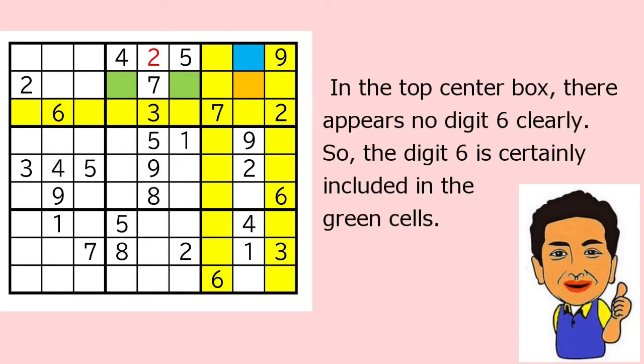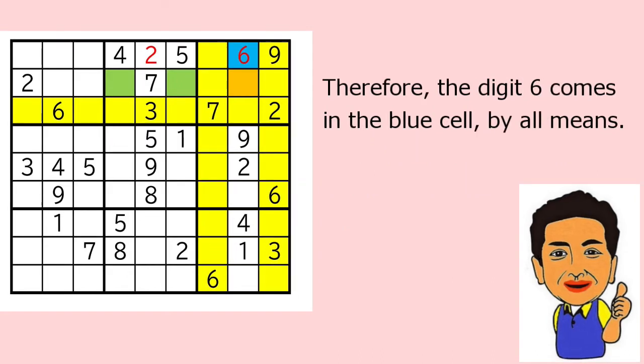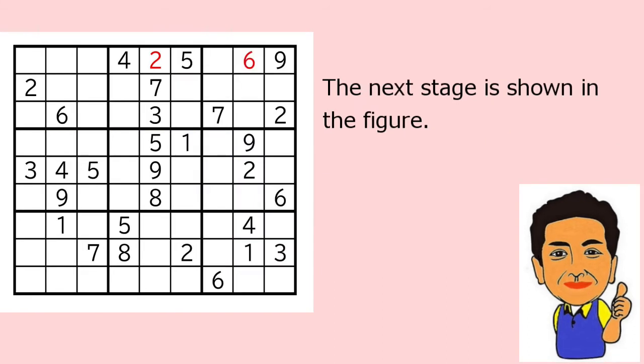In the top center box, there appears no digit 6 clearly. So, the digit 6 is certainly included in the green cells. It means that in the right side box, the digit 6 cannot come in the orange cells, because the two same digits cannot exist in one line. Therefore, the digit 6 comes in the blue cell by all means. The next stage is shown in the figure.